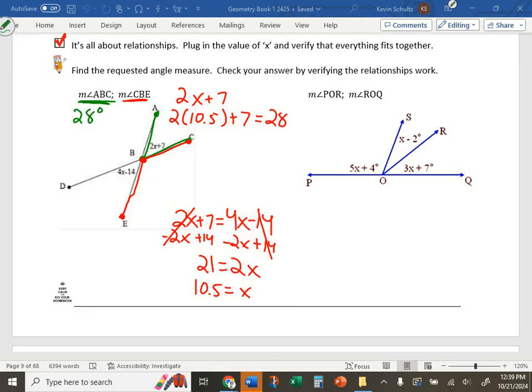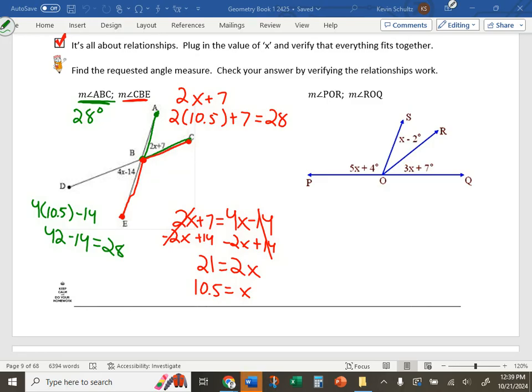Now, it says up here, you can check your work by plugging x back in. What else should equal 28 here? 4x minus 14. DBE should also be 28 because that's how we got this relationship. We said these two things were equal because they are vertical angles. So just to check our answer, 4 times 10.5 is 42, minus 14 does equal 28. So the relationship checks out.